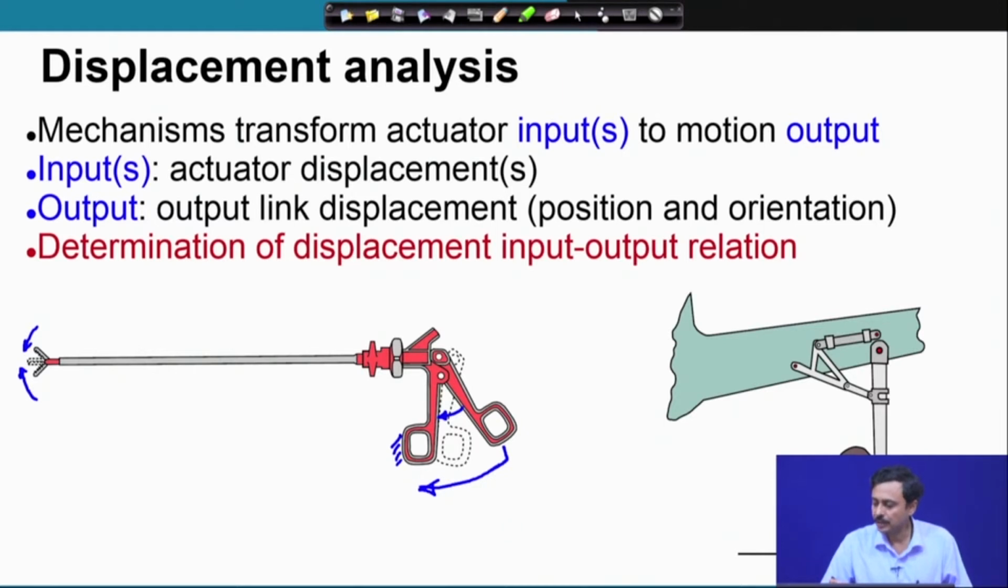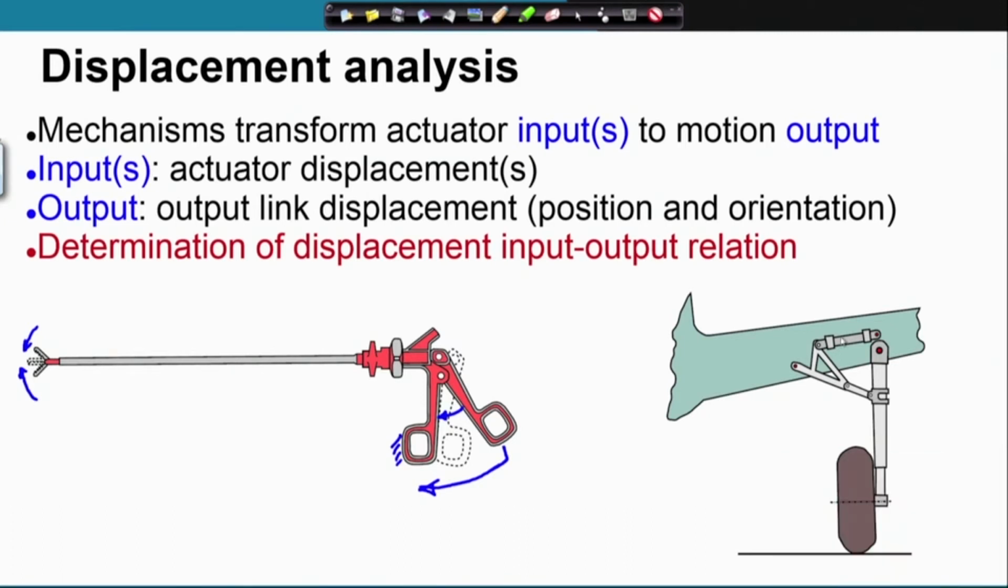Here I have shown you the landing gear mechanism of an aircraft. If I expand this actuator, then as I have shown you, this link rotates the ternary, and that folds the wheel or the wheel link. So, the question is, how much should this actuator expand so that the wheel gets completely folded?